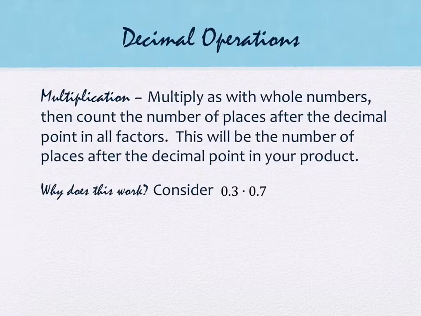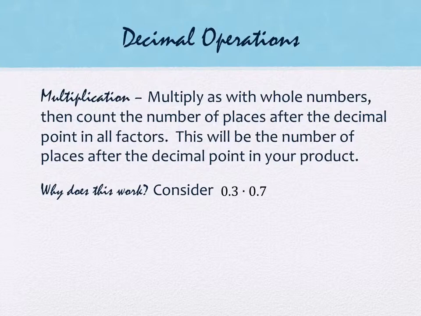Our next operation is multiplication. So to multiply, we're going to multiply the same way we would with whole numbers. And then we're going to count the number of places after the decimal point in all factors, sort of combine those. And that is the number of decimal places you'll have after your decimal point in your product.